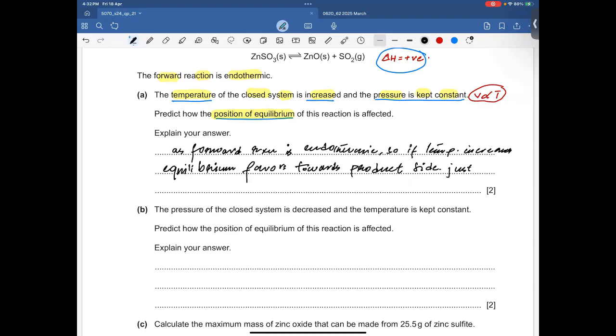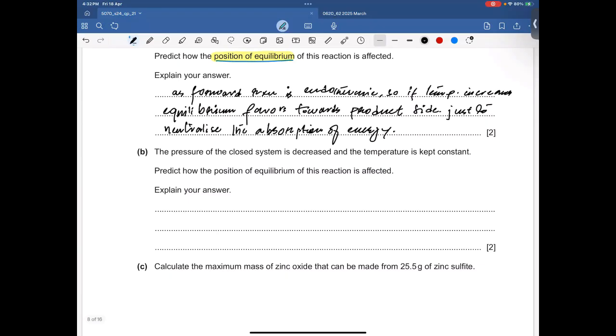Just to neutralize the absorption of energy, because when your temperature increases, energy is absorbed. So we need to neutralize that absorption of energy, the concept, okay? And to neutralize that, we need to move the position of equilibrium towards the right hand side.